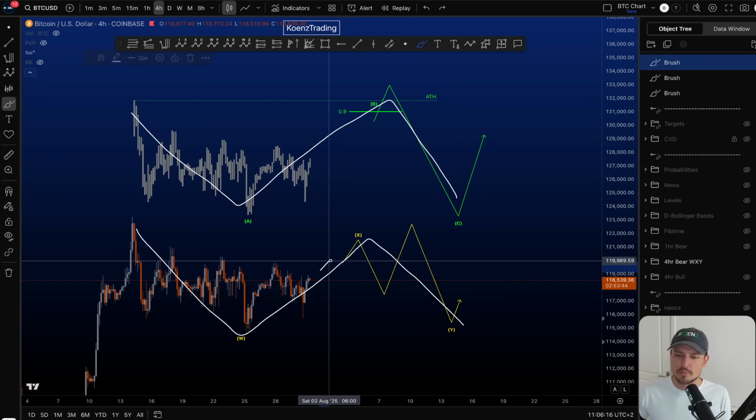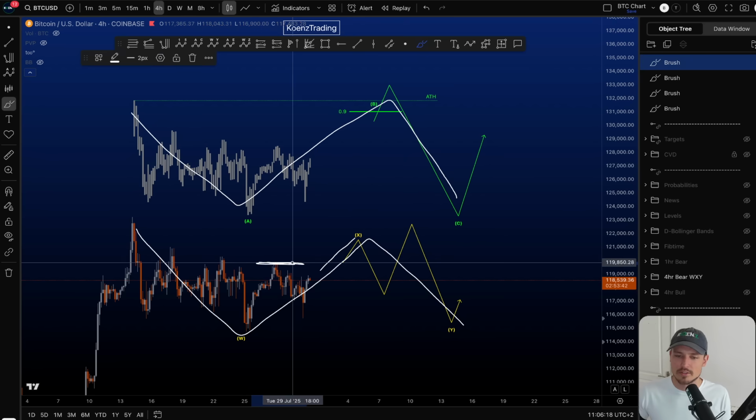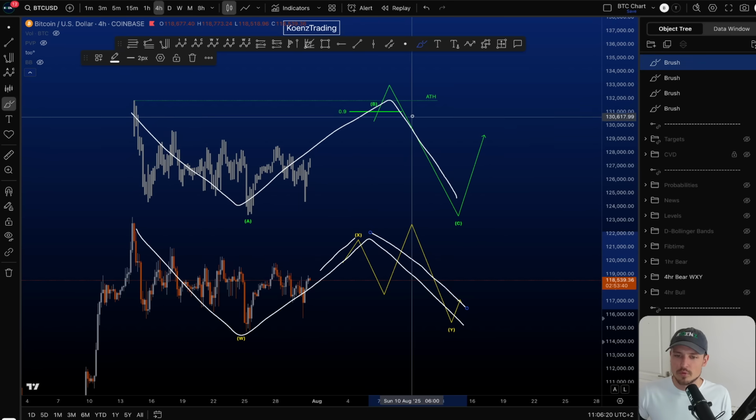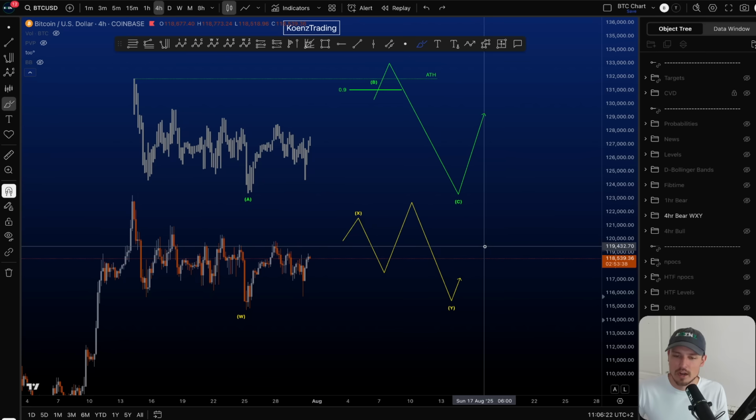But you can see that the directional bias of the count is relatively similar in both wave X and wave B. Preferably price moves up a little bit and at least takes out this high here, followed then by a move to the downside. After that final structure, you then look for continuation.